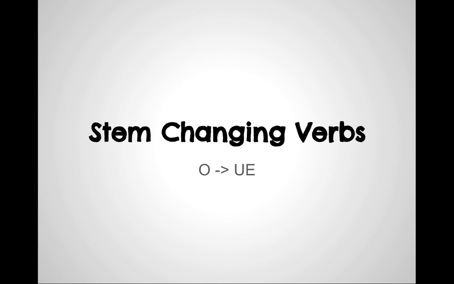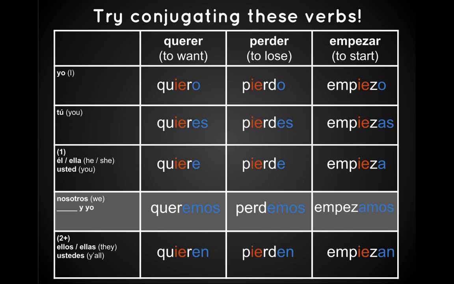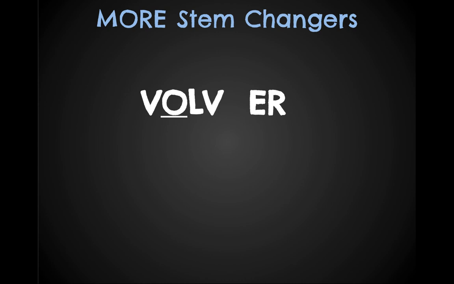Hola, soy Señor Martín. In today's video, we're going to talk about stem-changing verbs that have an O that becomes a UE. If we recap what we talked about in the previous video, we saw verbs that have an E that changes to an IE. Today, our verbs are going to be a little bit different. Let's start with the verb volver.